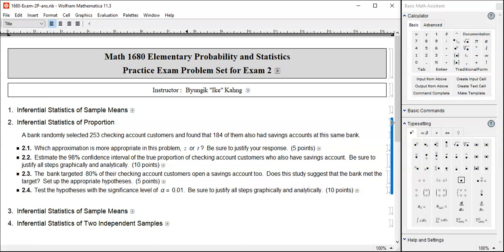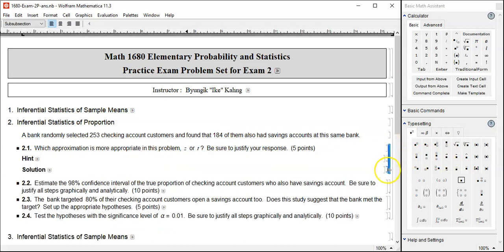Okay, here's a question associated with this setting. Which approximation is more appropriate, Z or T? So do we take Z, the normal approximation, or T approximation? Clearly, 253 is bigger than 100. So this is going to be a Z approximation problem, or the normal approximation problem.